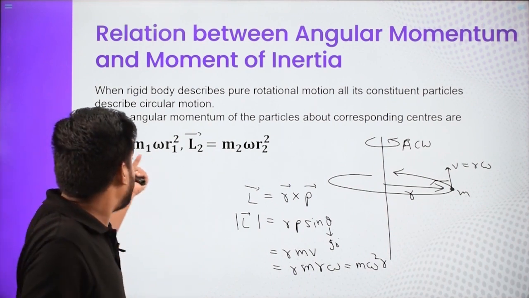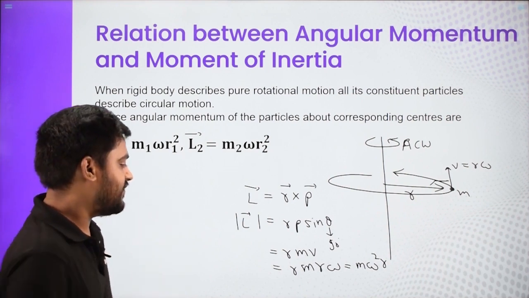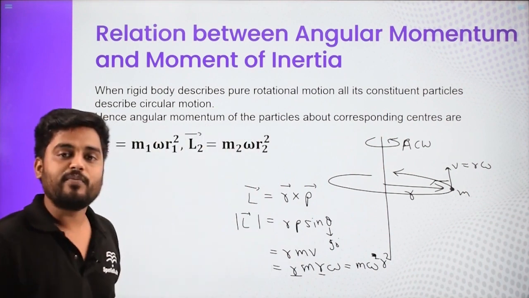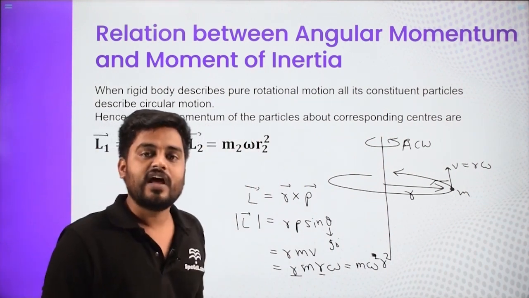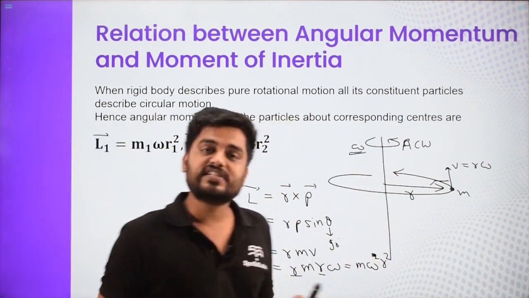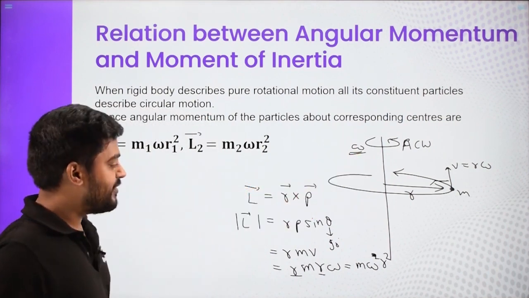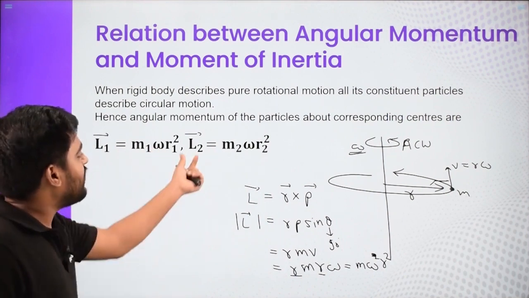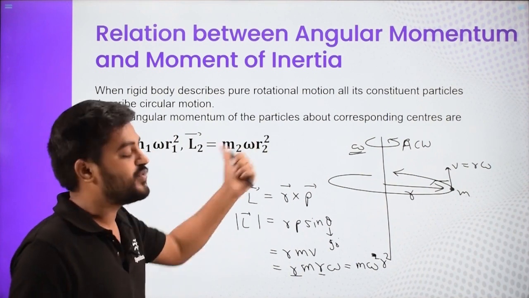So the angular momentum of the first particle is m omega r square. I should write omega 1, but I know that omega of all the particles is the same, which is the angular velocity of the entire object. So omega is the same for all. So I am writing mass 1 omega r1 square. The angular momentum of the second particle is going to be m2 omega r2 square.